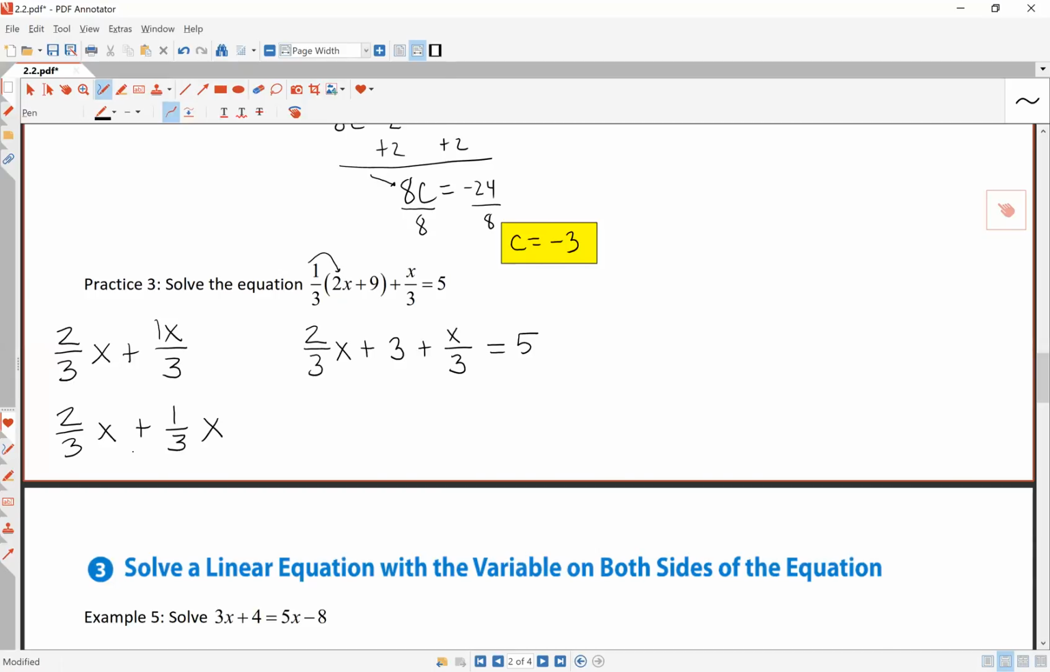Now we simplify that expression by combining the coefficients. 2/3 and 1/3 is 3/3, which just leaves us with x. So our left side, 2/3 x plus x over 3 becomes x, and then plus 3 equals 5. Now that's a pretty simple one to solve. Probably already see that 2 plus 3 is 5. We would find that by subtracting 3 and get x is equal to 2.